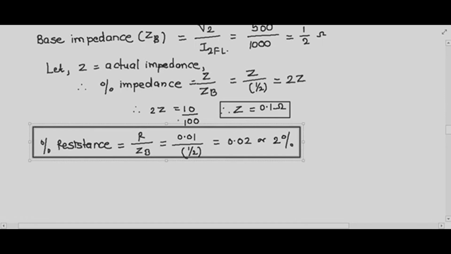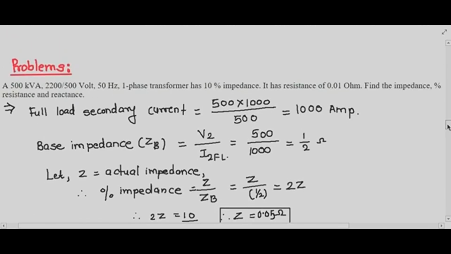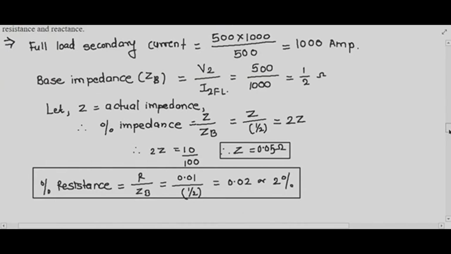One minute. Here this Z will be 0.1 divided by 2. So what is the Z? Z is nothing but 0.05 ohm. Sorry for that. Okay. Now what we have to find out next? We got the impedance, we got the percentage resistance. Now we have to find out the percentage reactance.